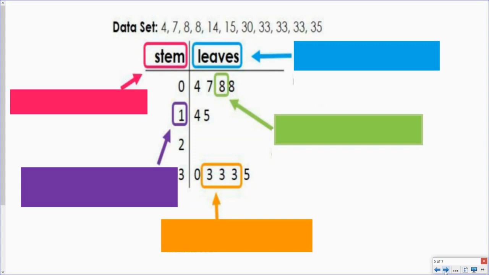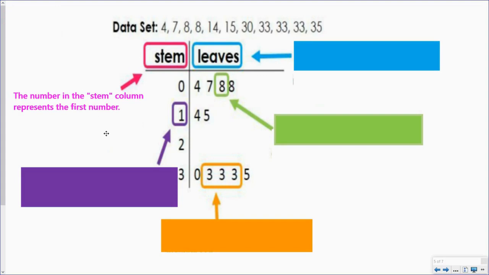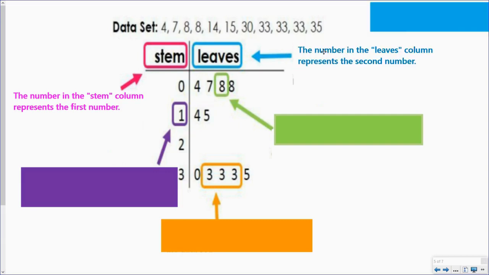So let's take a look at a stem and leaf plot here. So the stem represents the first number. So it could be a 10, it could be a 1 if we're dealing with decimals. Leaves represent the second number. So if I'm dealing with 10s for the stem, that means the leaves are 1s. If I'm dealing with 1s for the stem, then that means I'm dealing with decimals for the leaves.